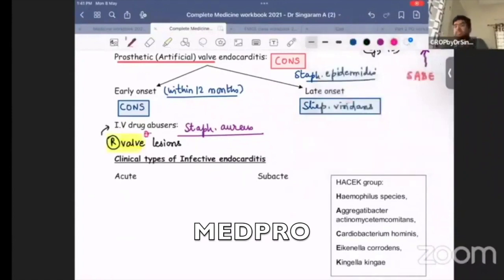In IV drug abusers, it is right-sided valve lesions. Is that clear? I hope you're able to follow till this point of time. Right-sided valve lesions. Okay, right.